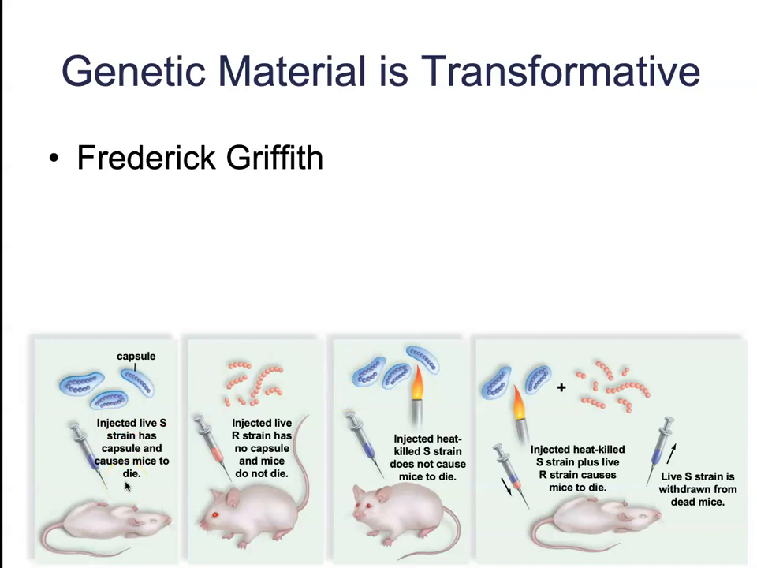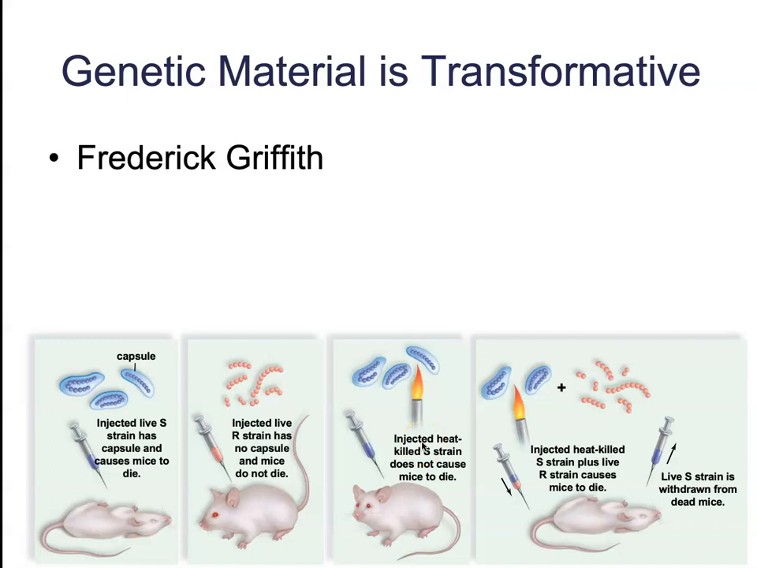When he injected a heat-treated S strain, the mice lived, and it was known at the time that heat treatment killed bacteria. If he injected the live R strain, the mice did not die. They lived, because the bacteria had no protective capsule and were vulnerable to the mouse's immune system. When he injected the mice with a heat-killed S strain, the mice also did not die.